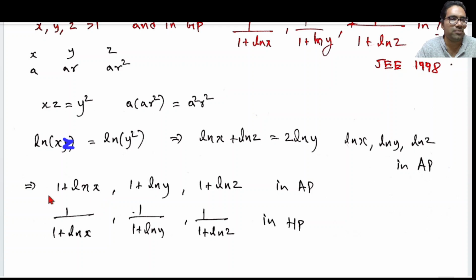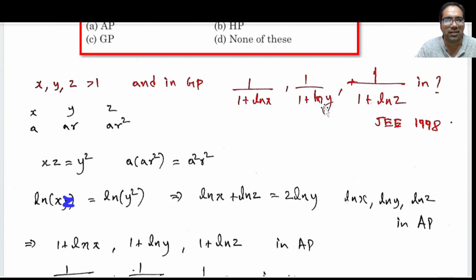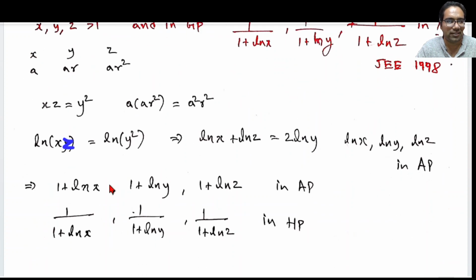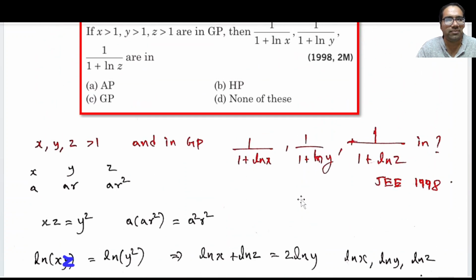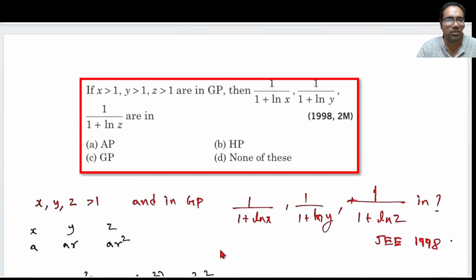And this is in arithmetic progression. What does that mean? The reciprocals of this will be in harmonic progression, which is what the question is about. 1 plus ln x, 1 plus ln y, 1 plus ln z are in arithmetic progression, so the reciprocals 1 by 1 plus ln x, 1 by 1 plus ln y, 1 by 1 plus ln z will be in harmonic progression. Very simple problem. The correct answer is harmonic progression.